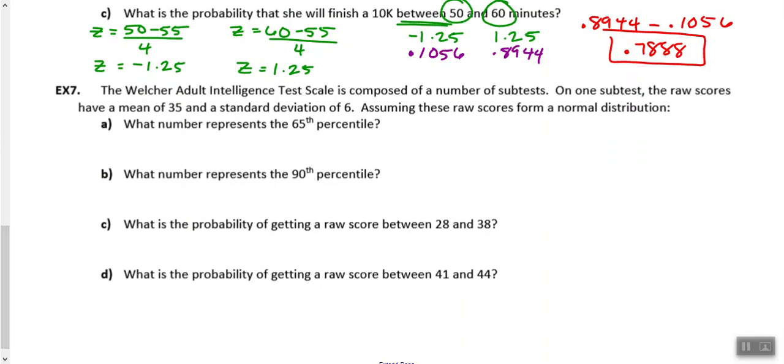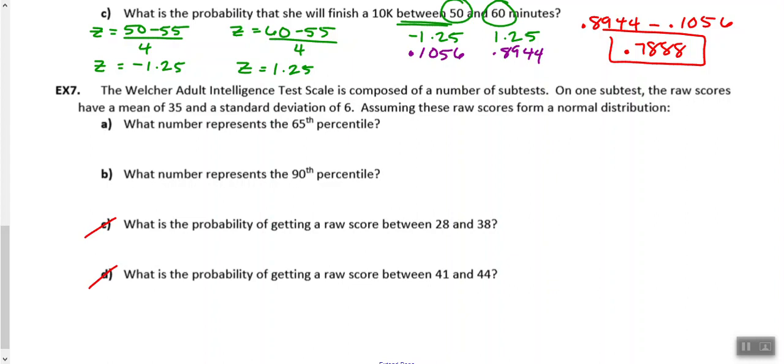All right, so now example 7. I'm not going to do problem C or D. I am going to do A and B. Now A and B are different than what we have been doing, and they're a little bit harder. So make sure you pause the video or rewind the video if you get a little confused.